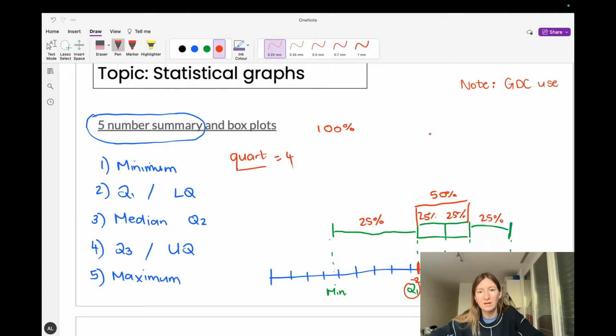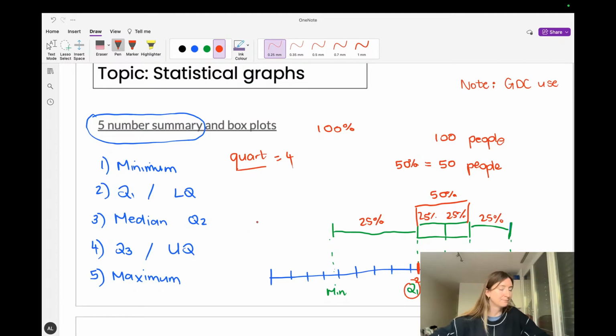Or if they give you that there are, let's say, 100 people, and they ask how many people are between 21 and 38 years old? Then you read that that's 50% of the data, and there are 100 people. So that means 50% of 100, that's going to be 50 people. 50% of the data means 50 people. So we'll practice one of those later as well.